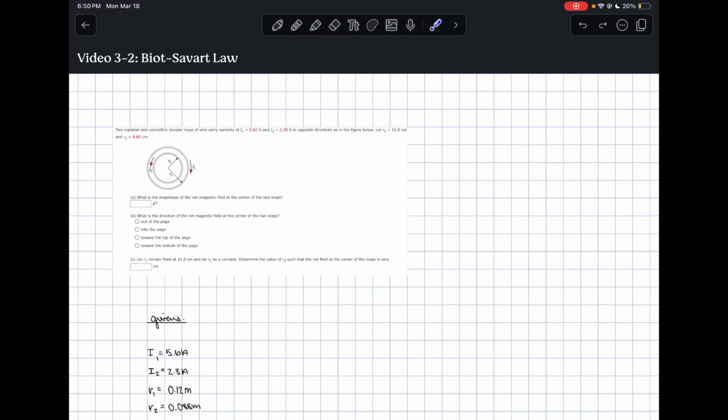Today we are looking at the Biot-Savart law. Let's take a look at our problem. Two coplanar and concentric circular loops of wire carry currents of I1, which equals 5.6 amps, and I2, which equals 2.3 amps, in opposite directions as in the figure below. Let R1 equal 12 centimeters and R2 equal 8.8 centimeters.